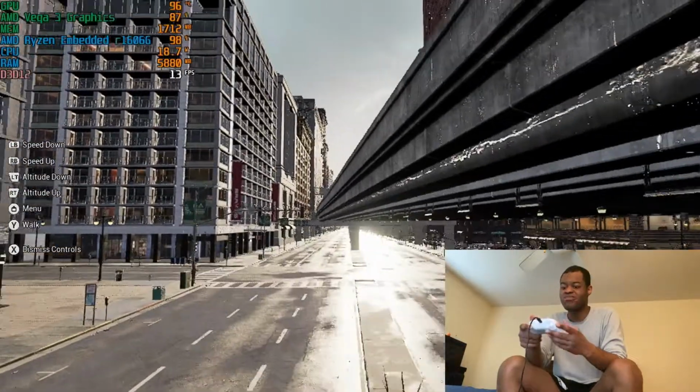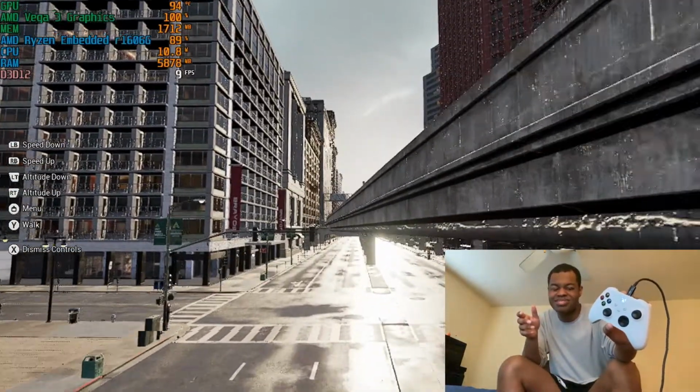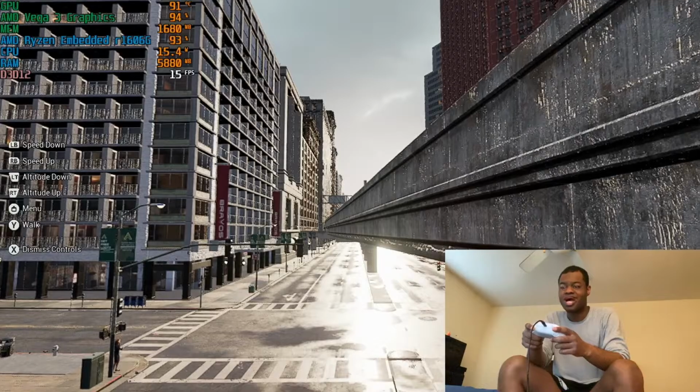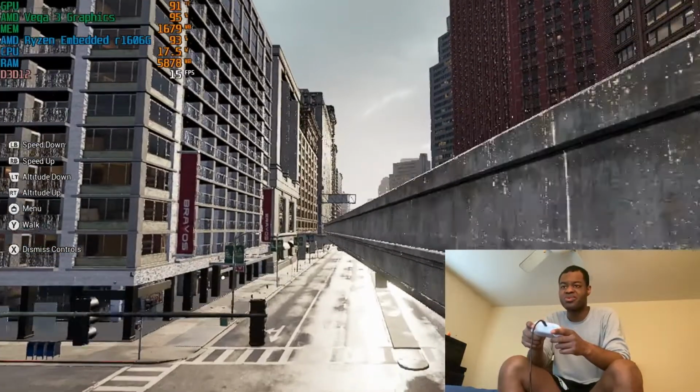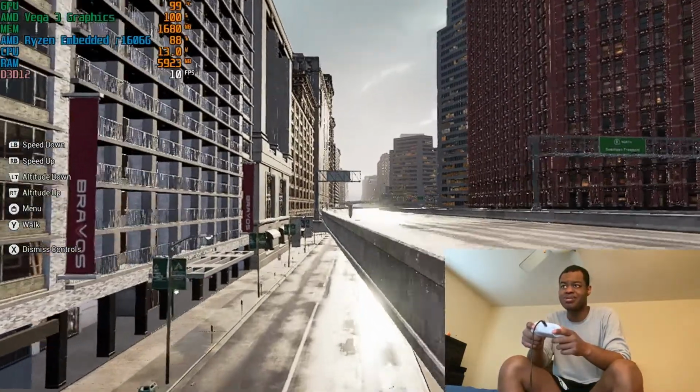Oh, and by the way, if anyone's wondering, I'm using my Xbox controller. My Xbox Series controller. If anyone's wondering about that.